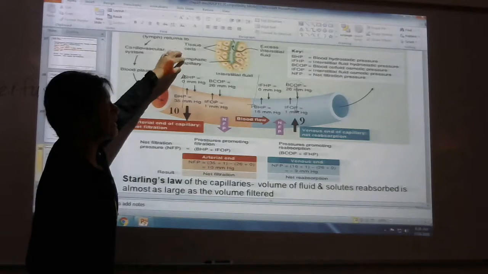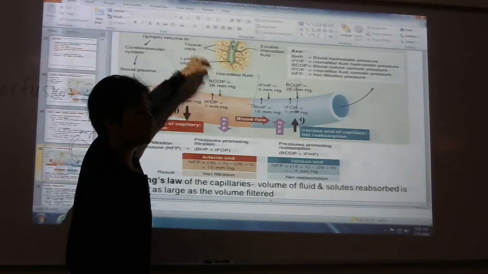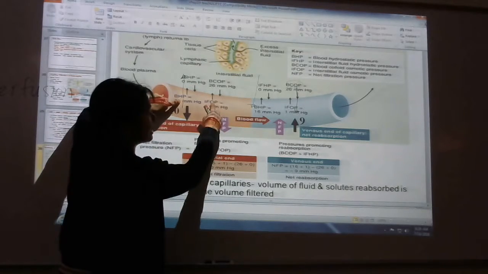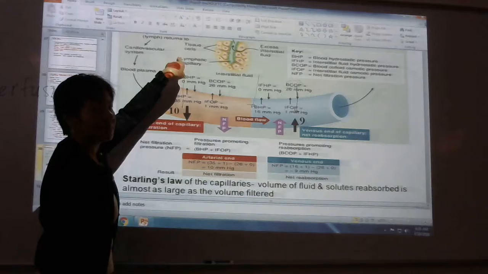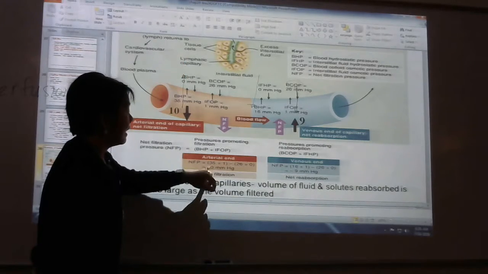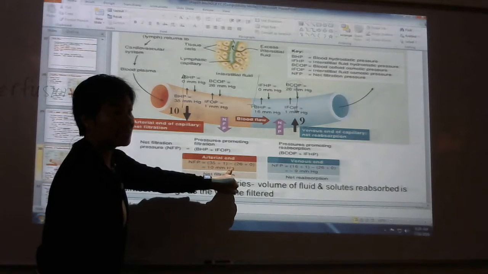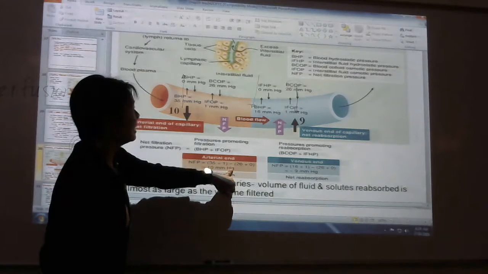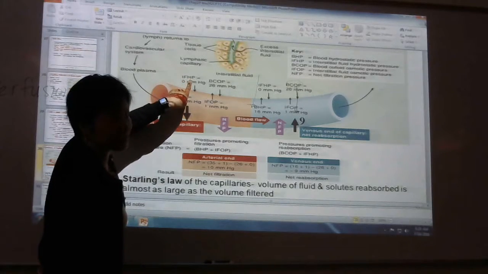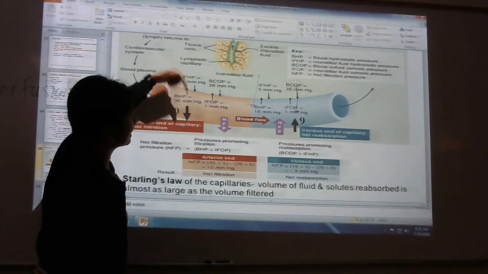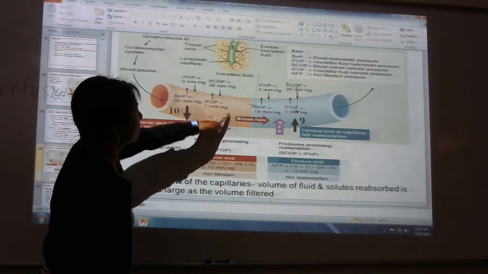The proteins here, in the interstitial fluid, are attracting the fluid here. So these two forces are pushing the fluid out. You see that? So the forces out, 35 plus 1, minus the opposing forces, which include the interstitial fluid hydrostatic pressure, which is pushing it there, that's 0.